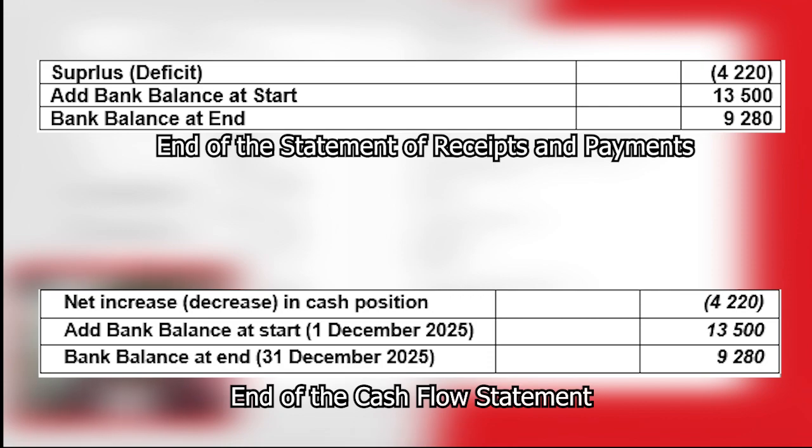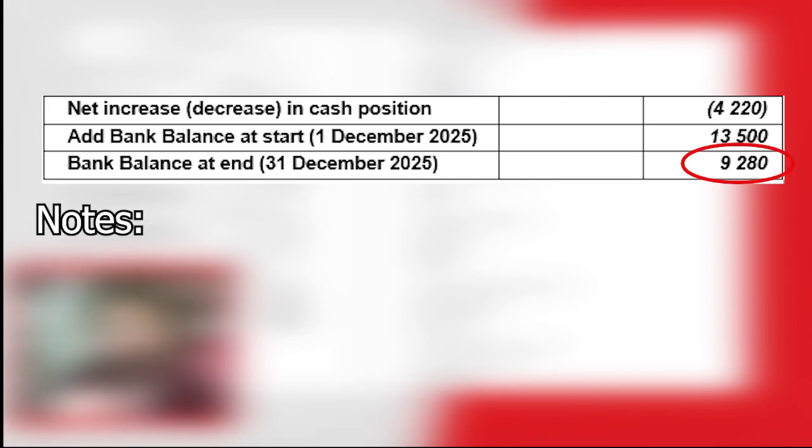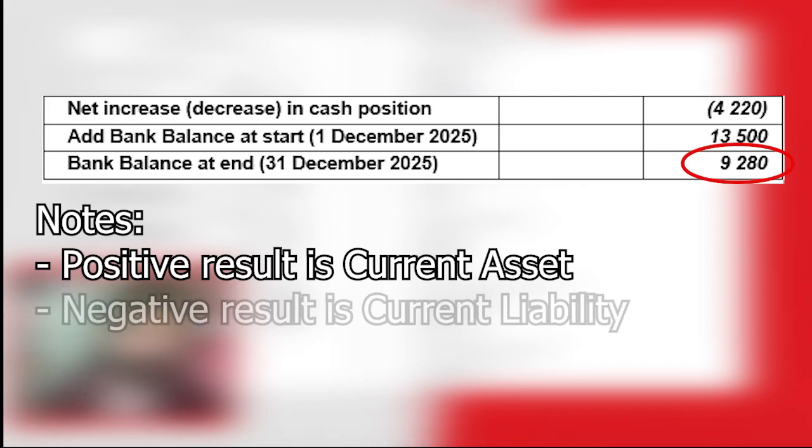So the only number here that would go in the balance sheet directly would be the bank balance at end, which would be, because it's a positive, $9,280. And that's in current assets. If the bank balance at end is in a bracket, obviously it's a bank overdraft or a negative. So just be aware of that as well.